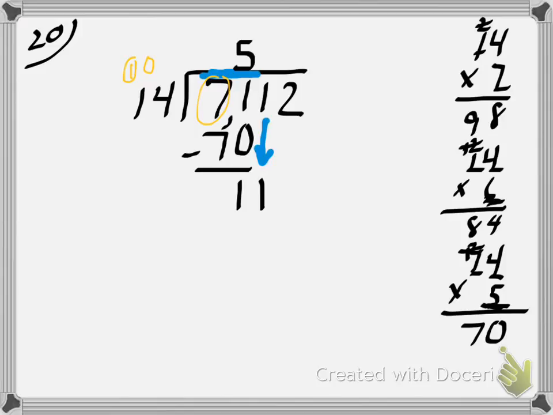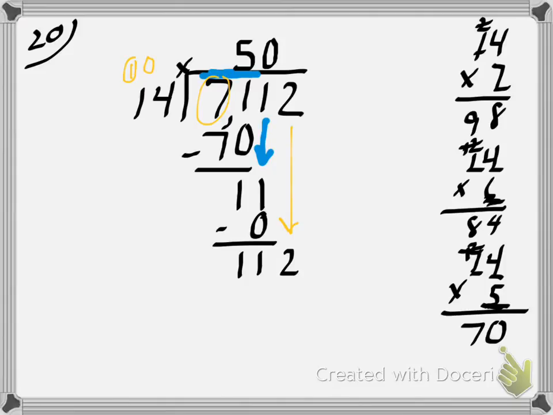Well, 14 won't go into 11, but we still have to have a number here, because we have to have a number above every number until the end. So we're going to go ahead and say it goes in 0 times. Okay? Then we multiply. 0 times 14 is 0. Subtract, we get 11. And then we're going to bring down the 2.